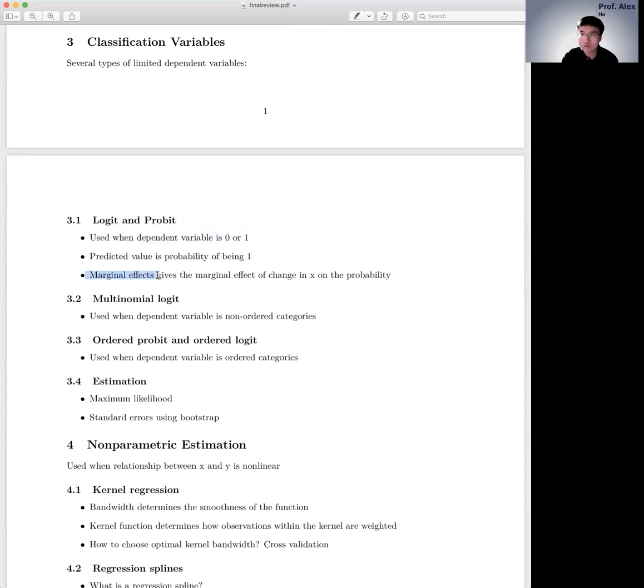Okay, and also for logit, of course, there's also another interpretation using the odds ratio. Okay, so you should know that too.